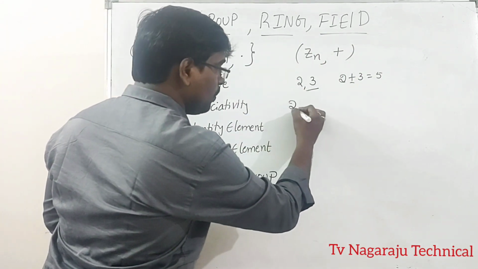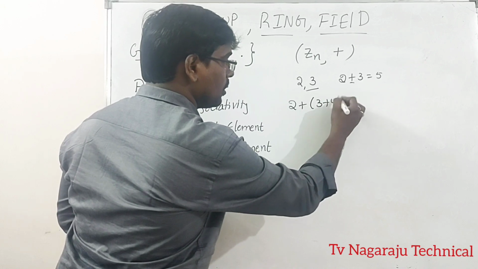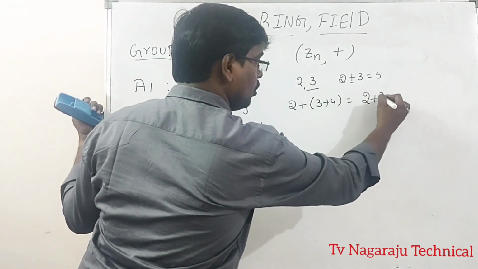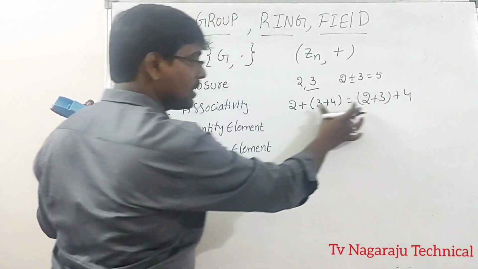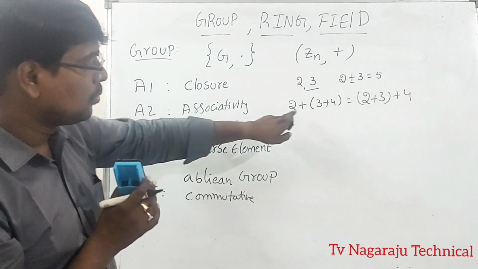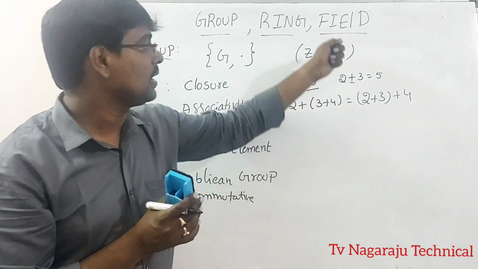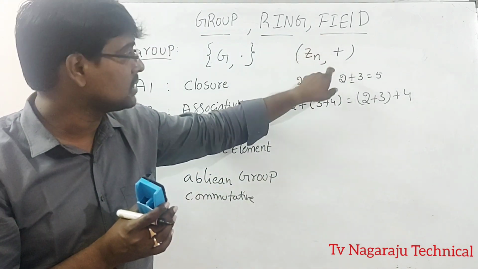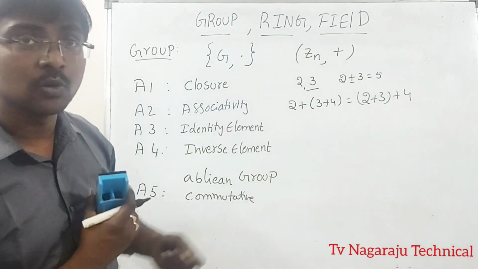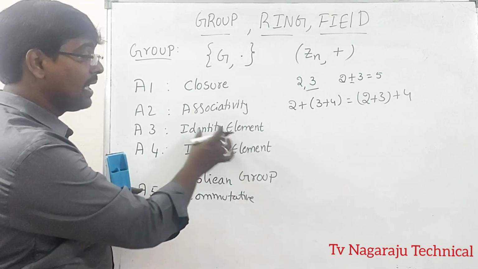2 plus 3 plus 4 is equal to 2 plus 3 plus 4. Both are same or not? 2 plus 7 is 9, 5 plus 4 is 9. That element belongs to Z. That means plus satisfies the associativity property.